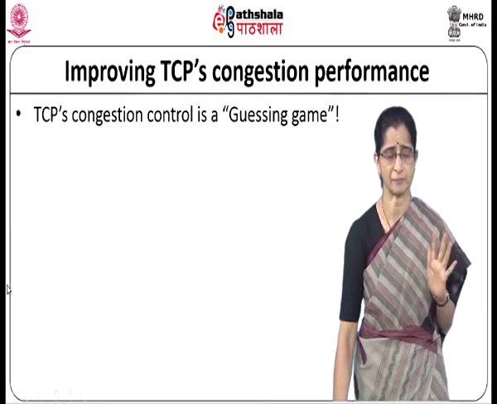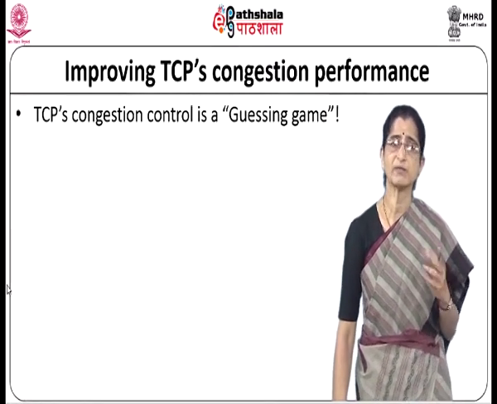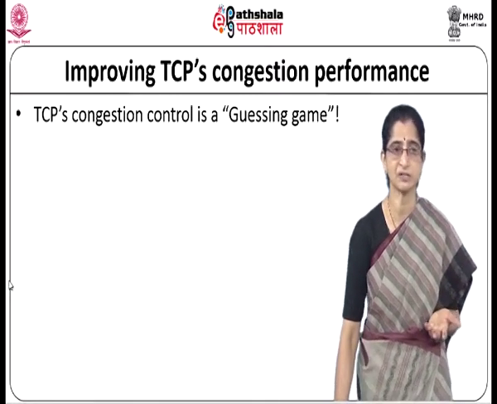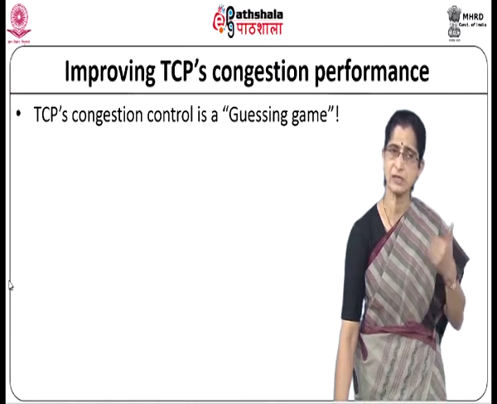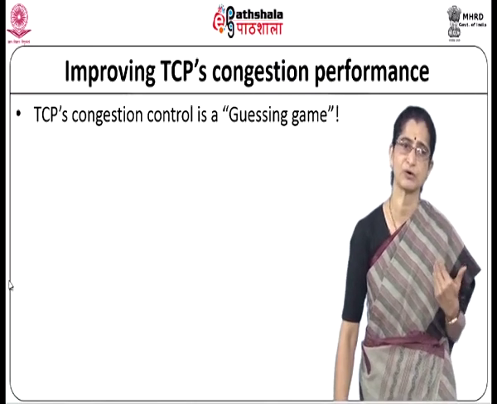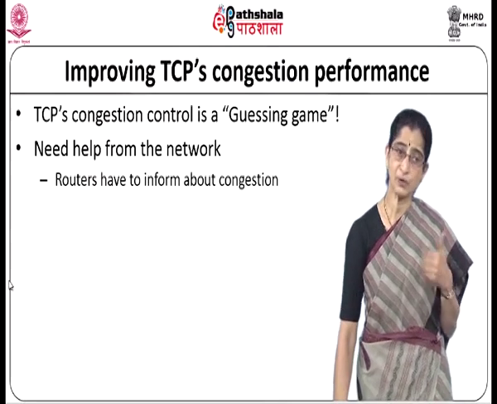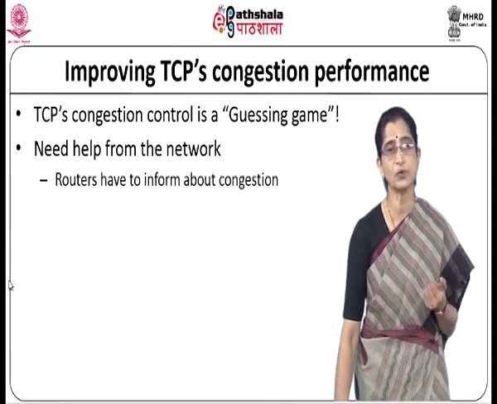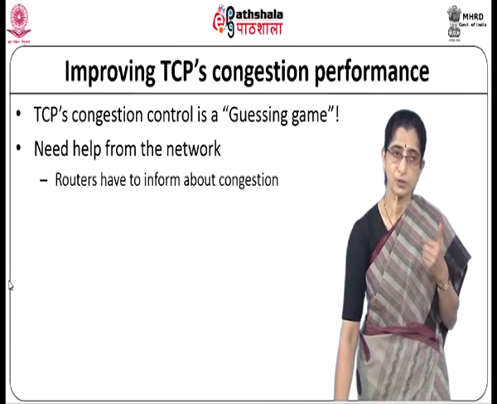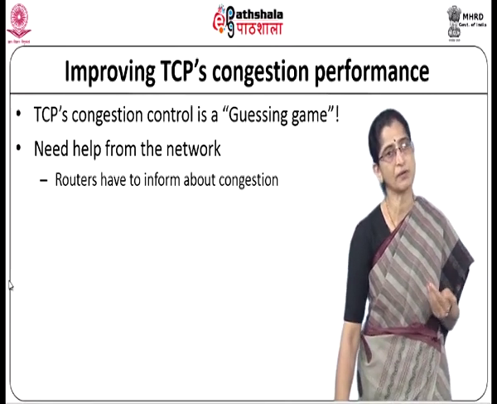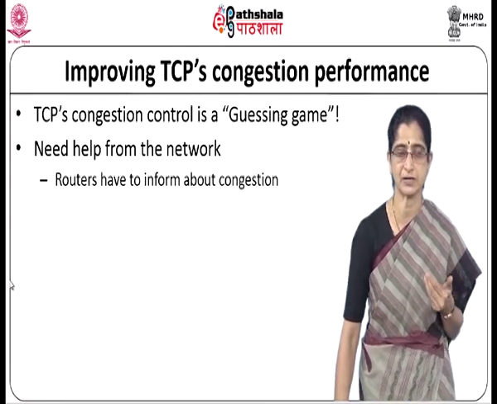If you look at TCP's congestion performance, what TCP tries to do is a guessing game. It assumes that whenever a packet is lost, it must be because of congestion, and it tries to do some congestion control by reducing the window size and reducing the amount of data that it is sending into the network. So, the question here is, if it were to get some more help from the network, would it be able to do better? If the routers could inform the end systems about congestion, would they be able to do better? That is what we are trying to understand.